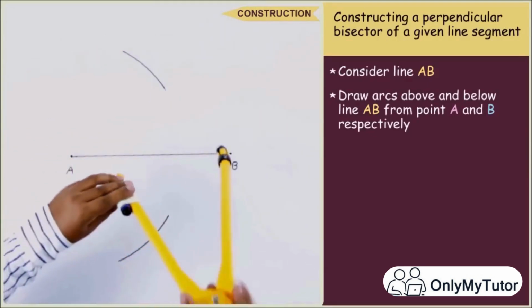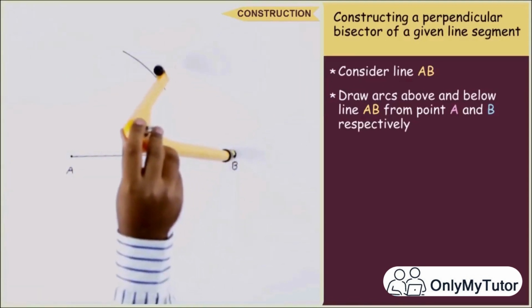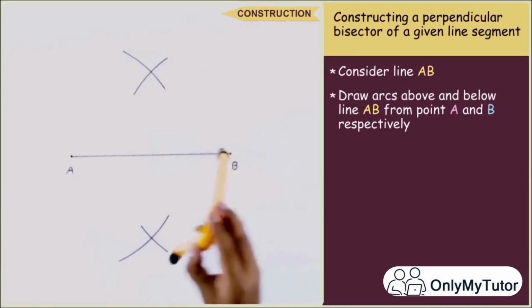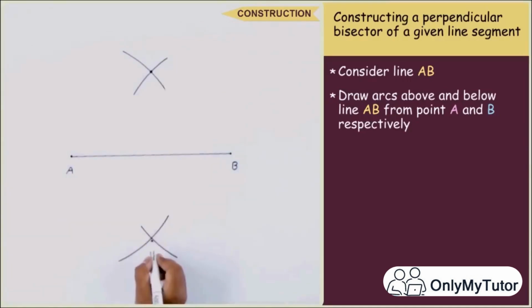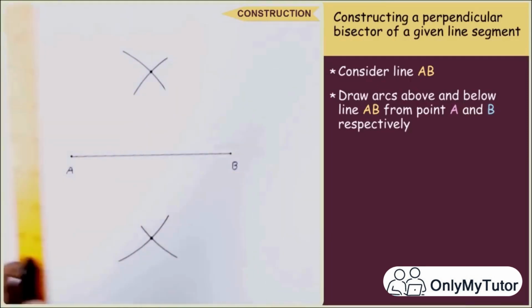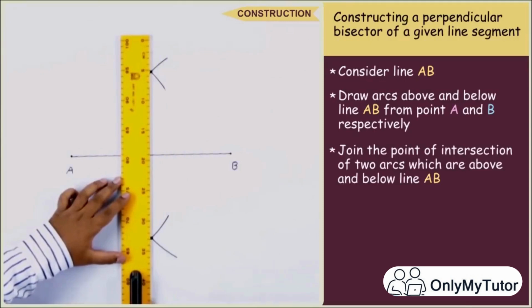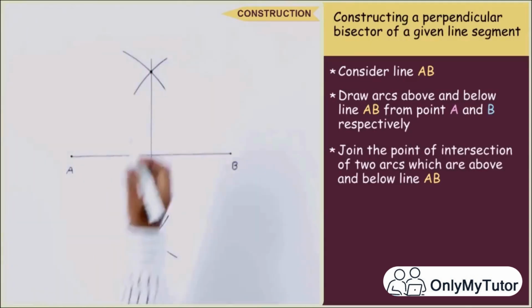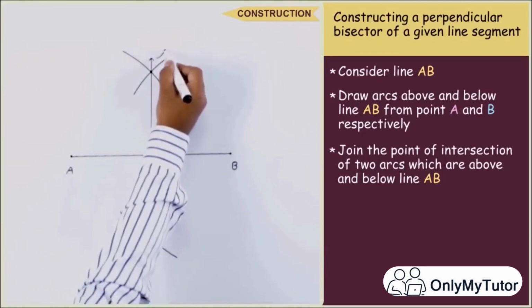Similarly, by considering the same distance, draw arcs above and below line AB from point B. Now, mark the points of intersection of the arcs which we have drawn. Join these 2 points by drawing a straight line passing through these points. Let the straight line be called line L.